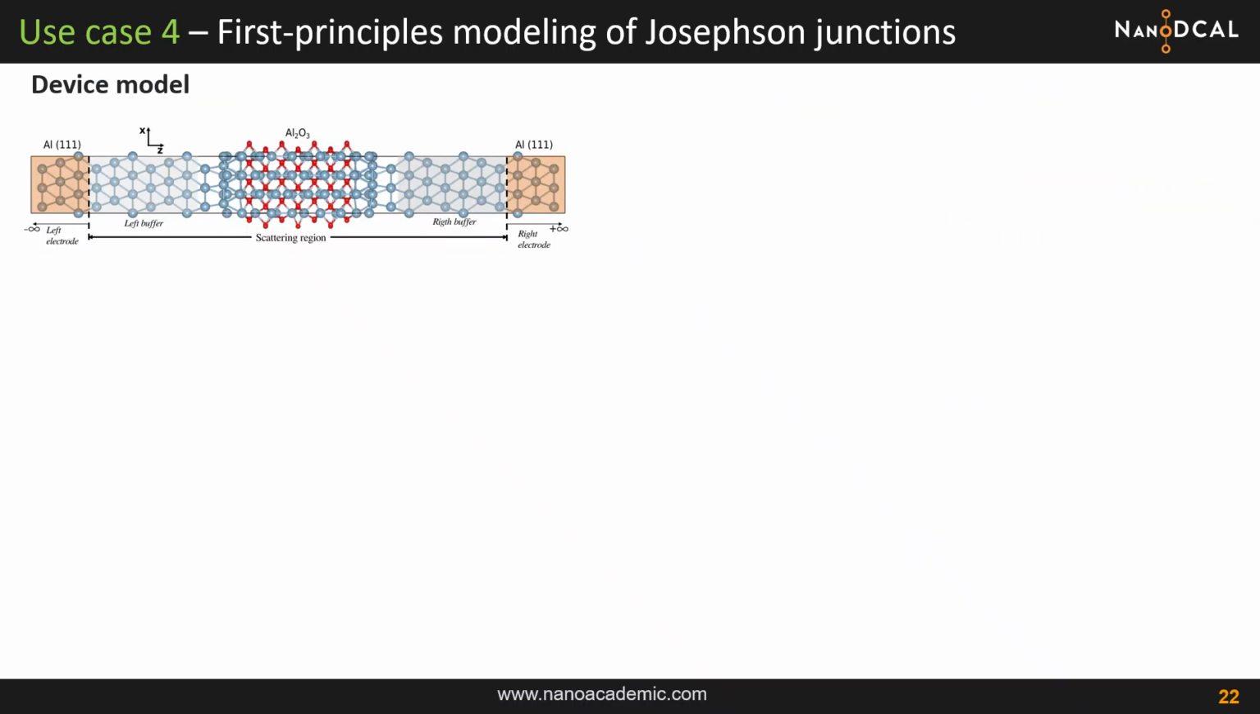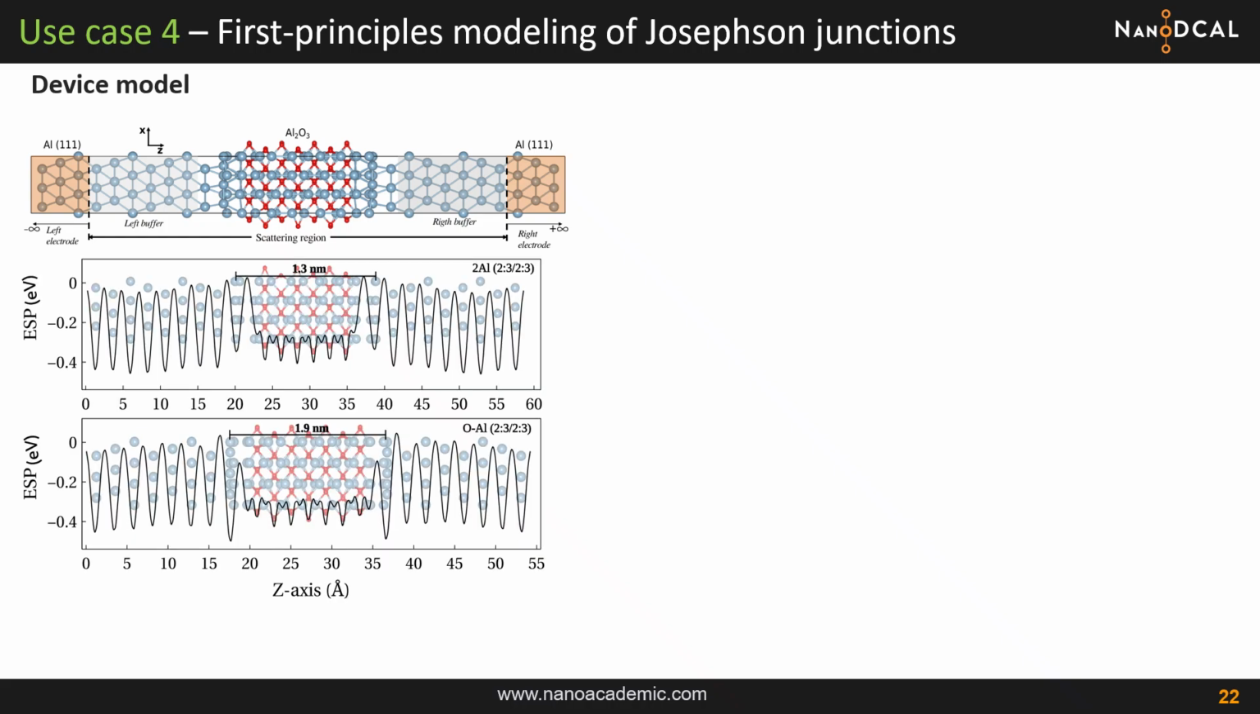In use case number 4, we show how NanoDCAL was used for first principles modeling of Josephson junctions. We show here how we were able to successfully relax the atomistic model of a Josephson junction. And using this relaxed structure, we plot the electrostatic potential along the transport direction for two oxide thicknesses of the junction. It's also important to acknowledge that the termination mode of the junction, that is the configuration of atoms at the interface between aluminum and aluminum oxide layers, has a huge impact on transport. And this is what we illustrate in this slide.